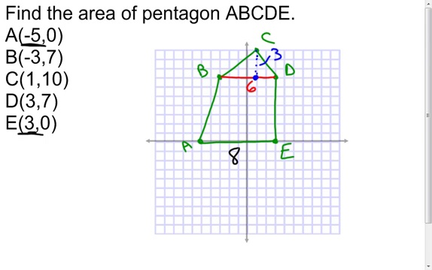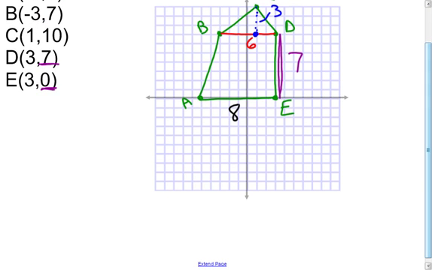And I'm going to look at my height right here. And then I'm going to go back to E and to D. And the reason I picked E and D is because I know they both have the same x value. And then all I have to look at would be the y values at point D and point E. Well, how far is it between 7 and 0? You can subtract them and find out that it's 7. I have everything. Now it's just a matter of plugging it into the formula.